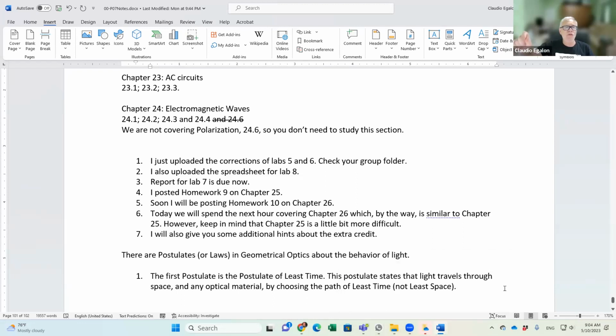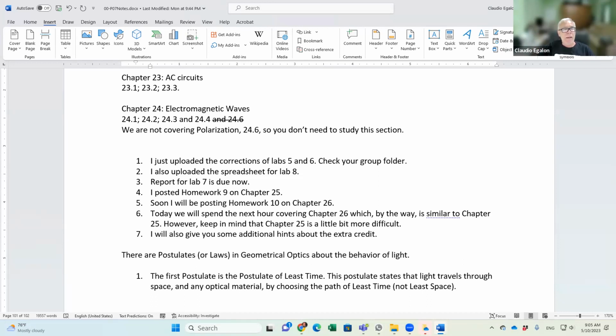If light has to choose a proper path through space, whatever it is, either through vacuum, through air, through glass, through plastic, through water, or a combination of any of those media, light has a mind of its own, right? And it's going to choose the path that's going to take the least amount of time, not the least amount of space. Okay? And that makes a huge difference. It's not as obvious. The least amount of time is not necessarily the same as the least amount of space.